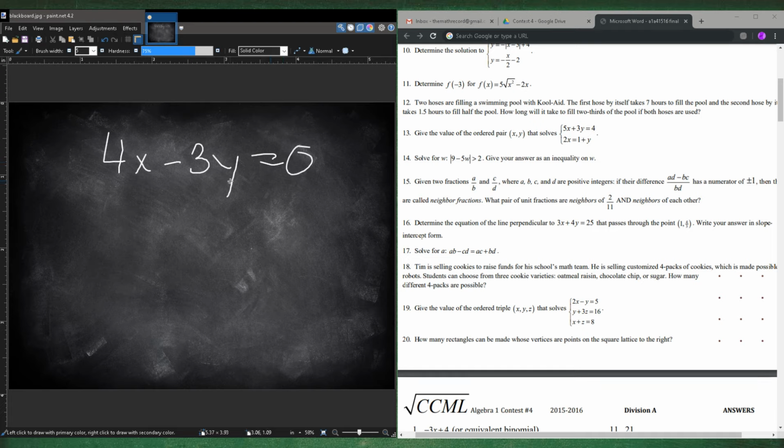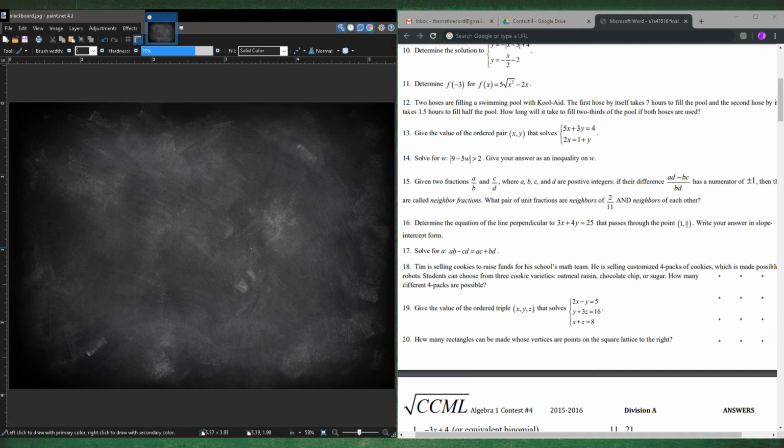So move 3y to the other side. So 4x is equal to 3y. So 4/3 x is equal to y, which is going to be our equation in slope-intercept form. There's just no intercept, so this is the slope.